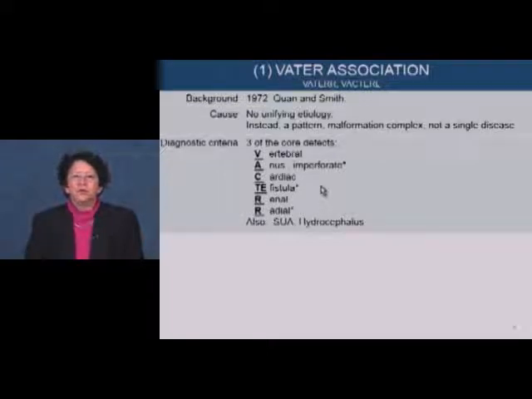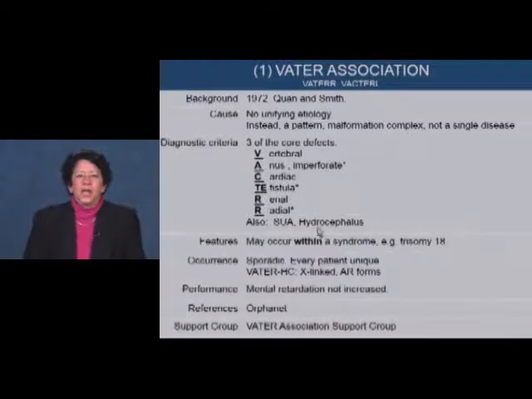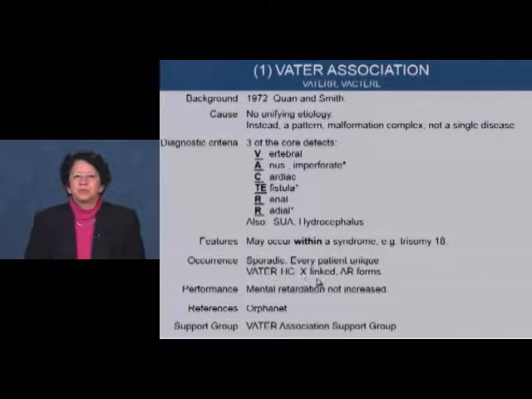So for example, if a child has a PDA, hydronephrosis, and maybe one hemivertebra, technically that fulfills the criteria, but that's very weak. This can occur within a syndrome. So you could have somebody who has trisomy 18, which is a syndrome, and they could have the VATER association. Every child with VATER is unique. There are some exceptions to this being a syndrome.